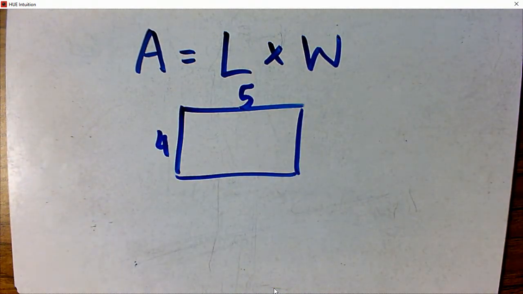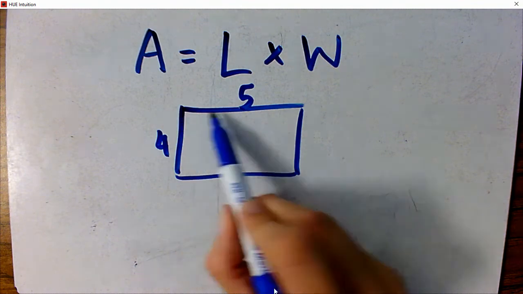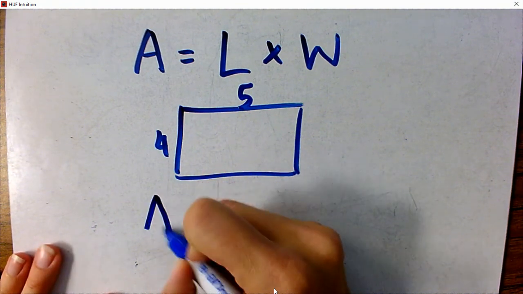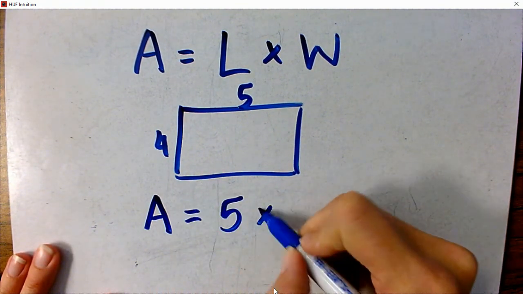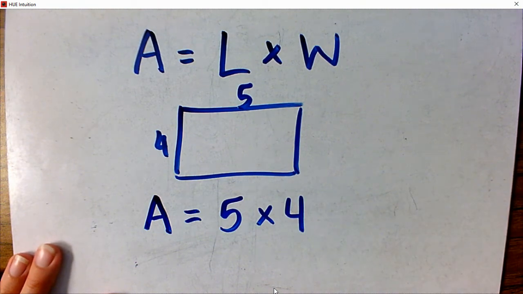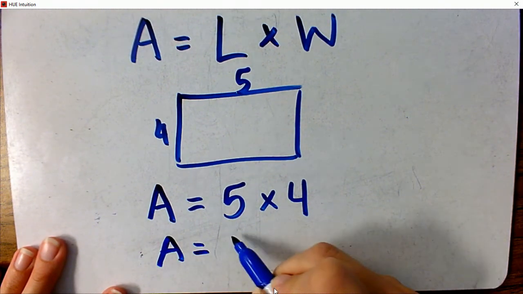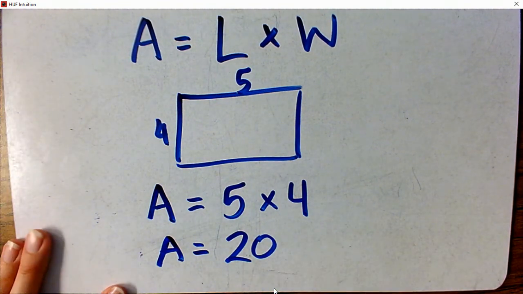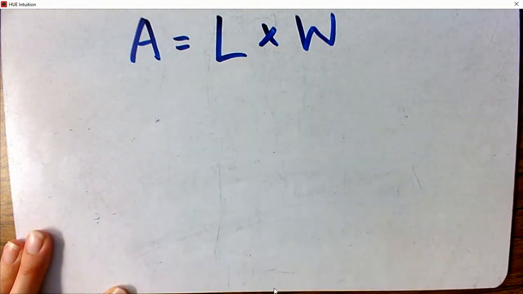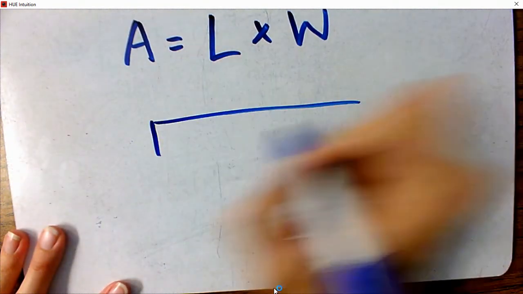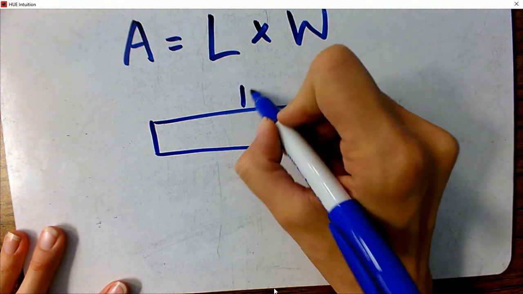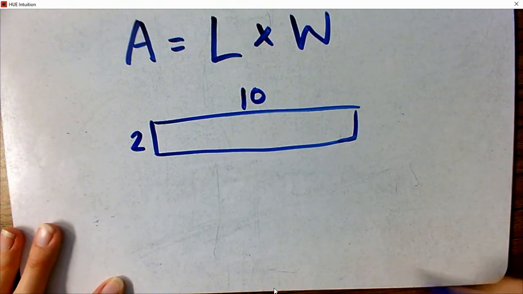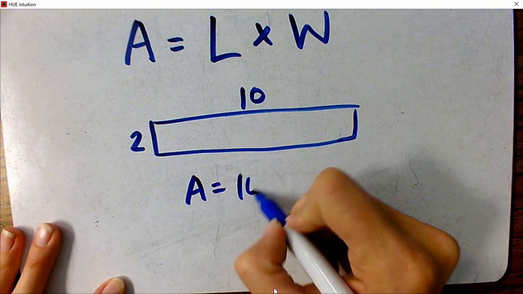All right, this rectangle has a length of 5 and a width of 4. So the area formula says that to find area, all I have to do is multiply the length times the width. 5 times 4 is 20. So the area of this rectangle is 20. Let's try one more example of using the area formula. This time, my rectangle is 10 by 2.